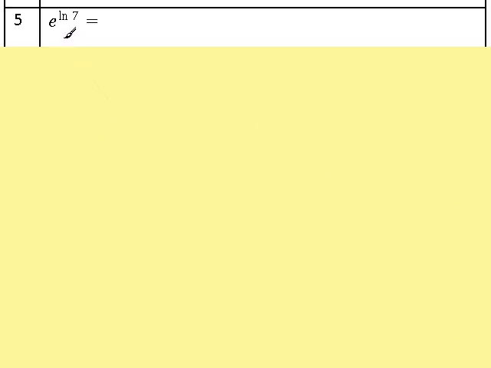Number 5 asks for the value of e to the ln 7. So let's just remember again that the exponential function base e and the ln function are inverses. So this is simply 7. In general, e to the ln x equals x.